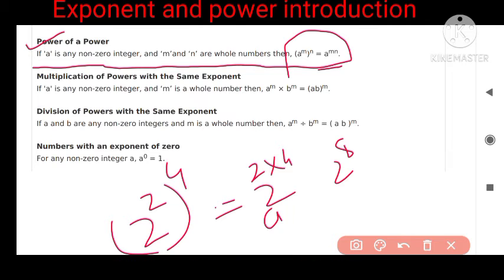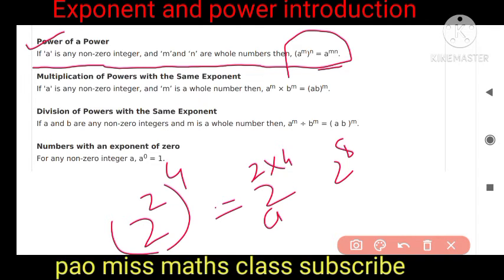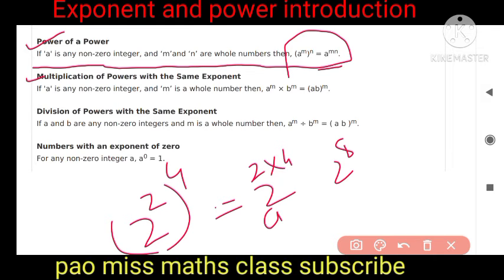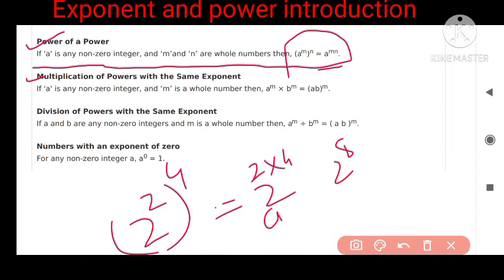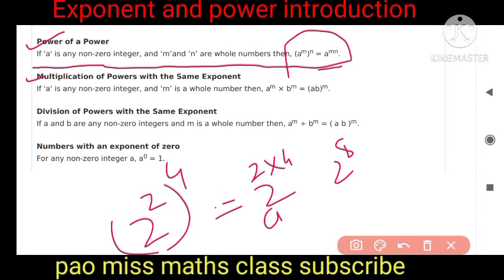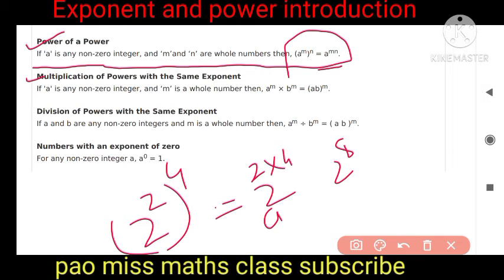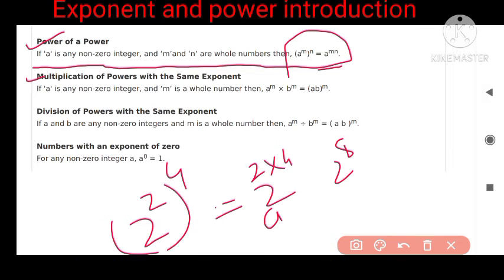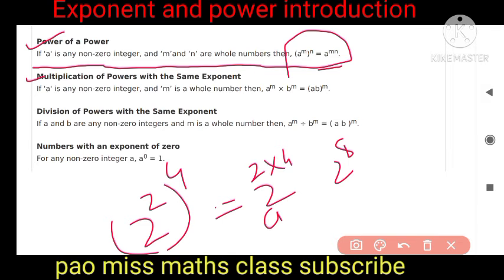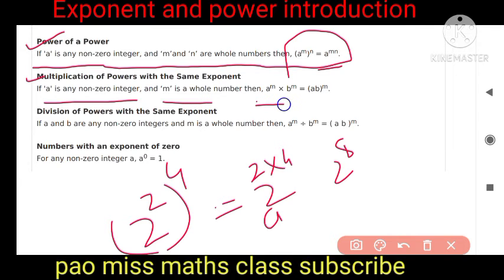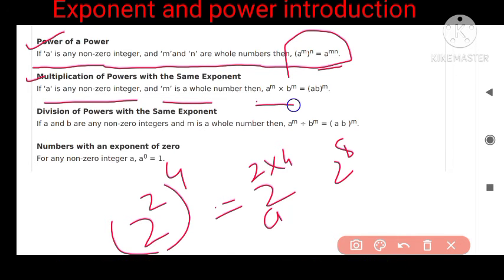Now the fourth one, multiplication of powers with the same exponent. Exponent means power, isn't it? Here the powers are the same, the bases are different, but they are being multiplied. In that case, if a is any non-zero integer and m is a whole number, then a to the power m multiplied by b to the power m is equal to a times b, whole to the power m.